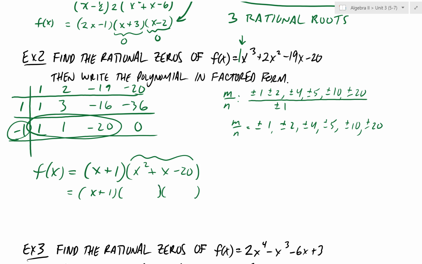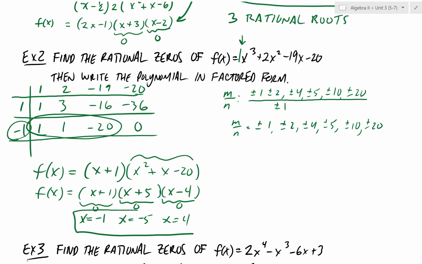Paige, were you able to factor that? Yeah, I got x plus 5 times x minus 4. Good. And so that is completely factored now, and we can also see that this one has 3 rational roots. Okay, so our roots are x equals -1. That makes that 0. This is 0 when x equals -5, and this is 0 when x equals 4. So we, again, got 3 rational zeros. Okay, questions?